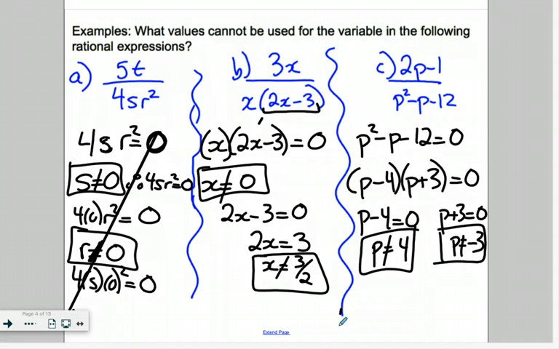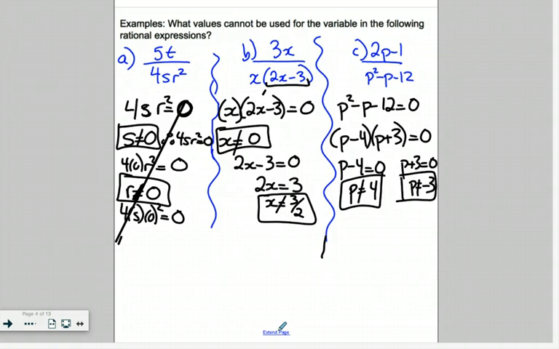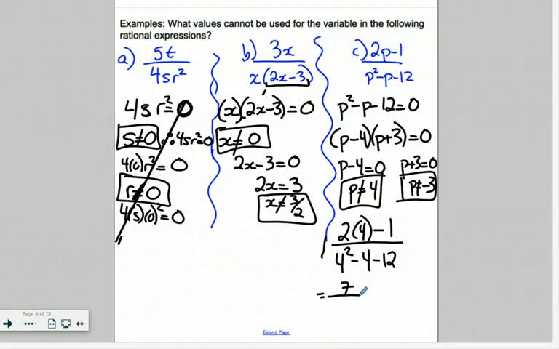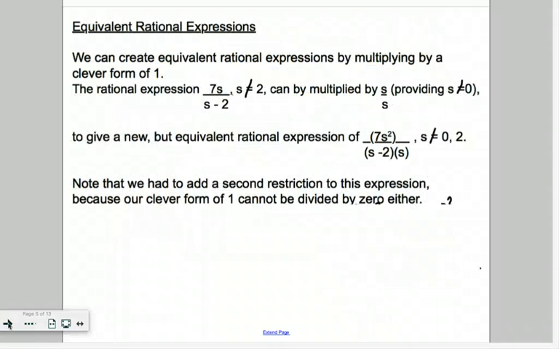And let's just confirm that with this one example here. Okay, so let's take that value of 4, and we can say, okay, I'm going to plug in 4 everywhere where there's a p. So 2 times 4 minus 1, all divided by 4 squared minus 4 minus 12. If we simplify that, 2 times 4 is 8, 8 minus 1 is 7. No problem. But if we simplify the denominator, 4 squared is 16, 16 minus 4 is 12, and 12 minus 12 is 0. This is now an expression that's a fraction being divided by 0, which is a problem. You cannot do this, so that is why we say that the non-permissible value is that p cannot equal 4, and the same thing would have happened with negative 3.